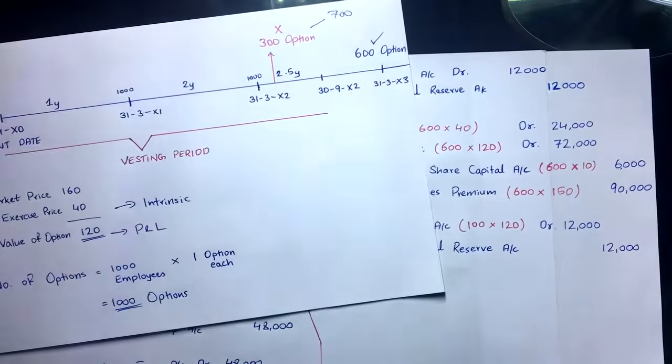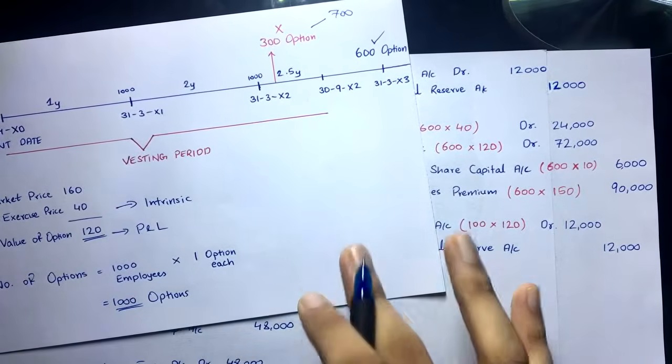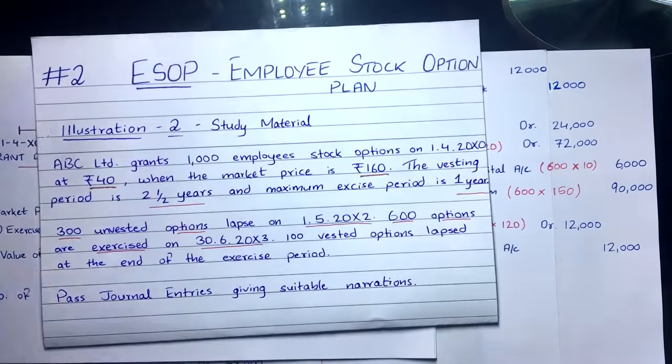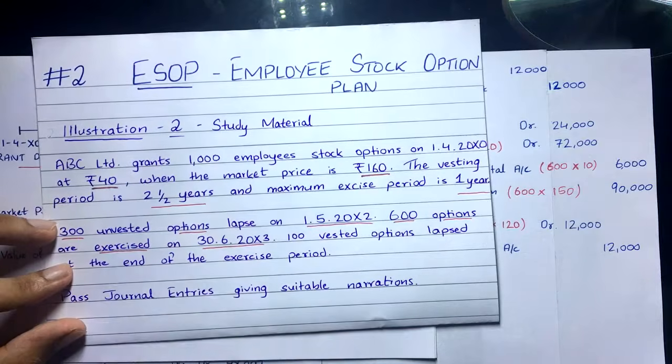Clear? Okay. Then what happens? Then you come to know. Let's get the question. Where is the question? Yeah. Then you come to know that ABC Limited. Sorry. Yeah, here.